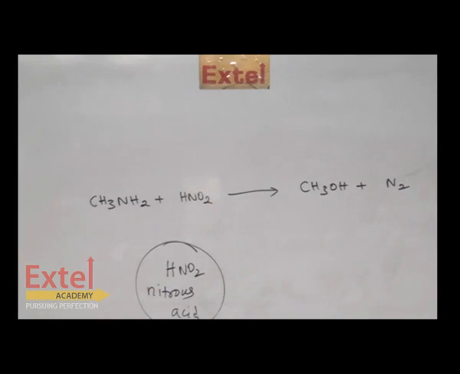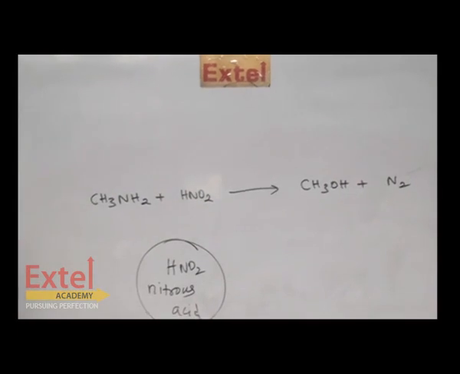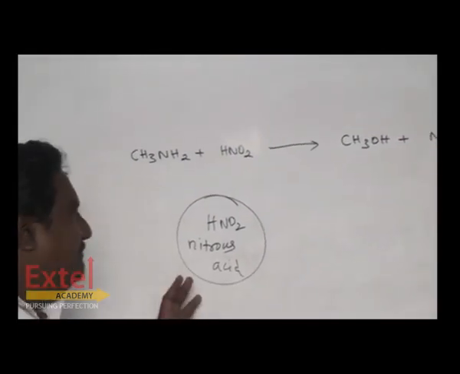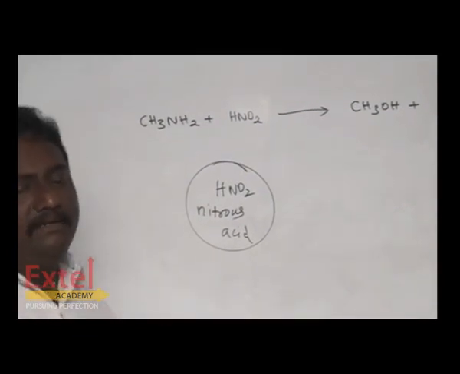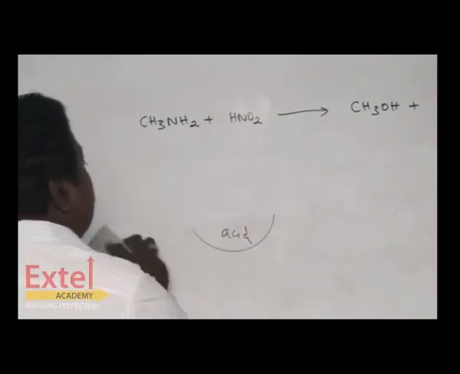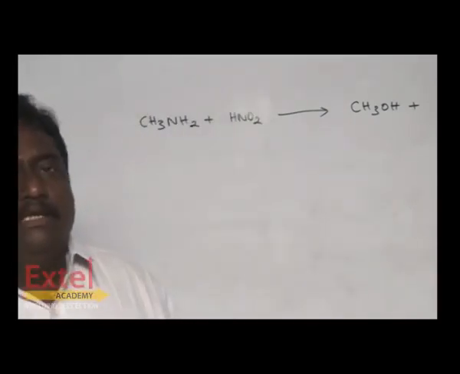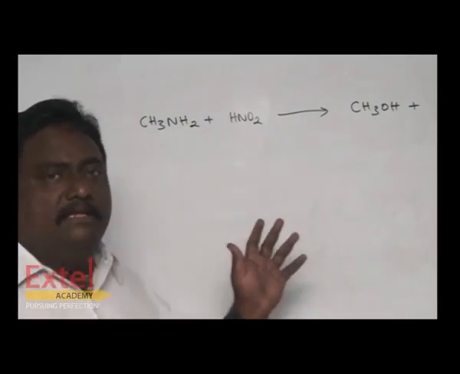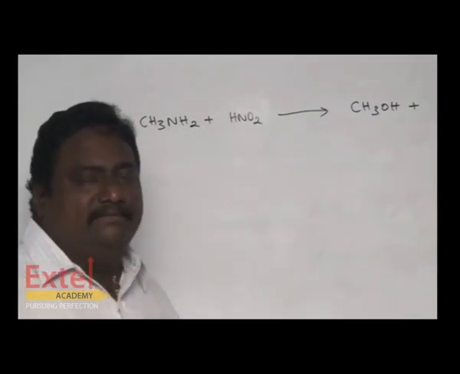HNO2 acid. Have you seen nitrous acid in your laboratory? You could have seen nitric acid, sulfuric acid likewise. You could not have seen nitrous acid. Nobody could have kept nitrous acid in one bottle in any laboratory because it is highly unstable. As soon as it forms, it decomposes. Then how will they use it in this reaction? Since it is highly unstable, we can't add HNO2 directly.